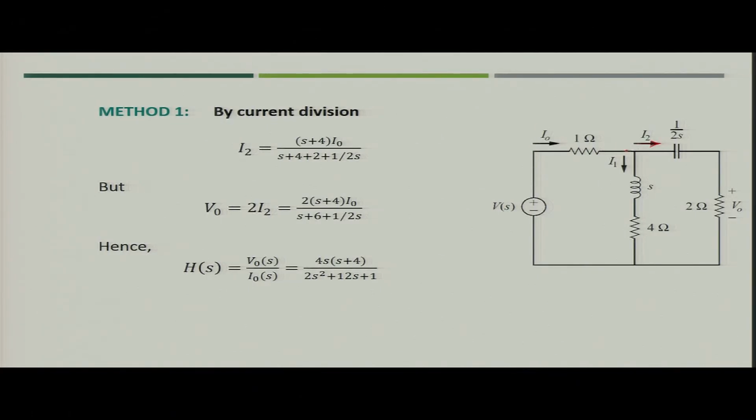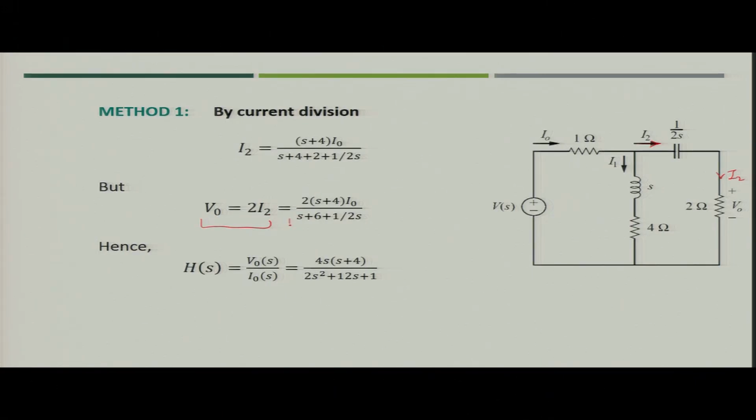So, I2, that is the fraction of I naught which is flowing in this leg, would be given by (s+4) I naught divided by (s+6+1/2s). Now, this current is I2, and when you are asked to find the value of V naught, it would be nothing but I2 into the 2 ohm resistance. So, V naught is nothing but 2 into I2.